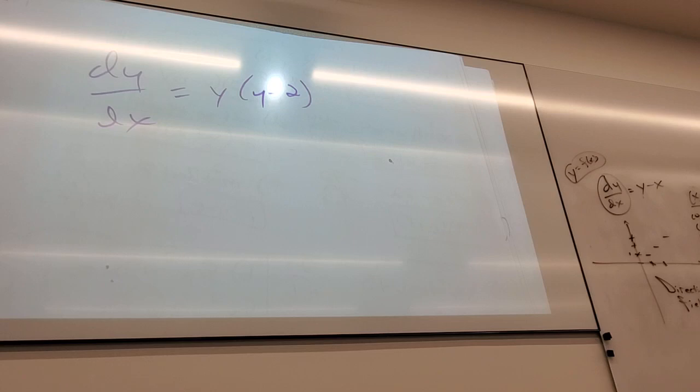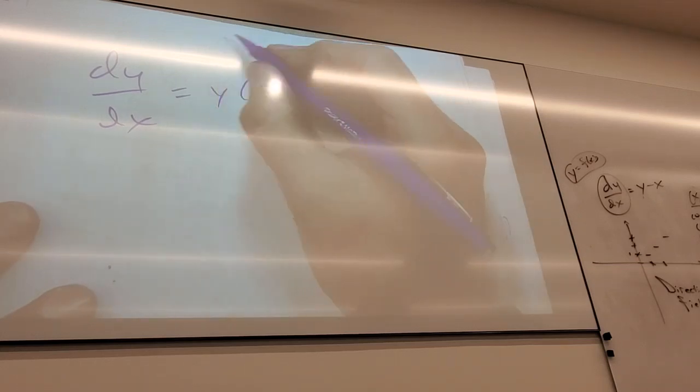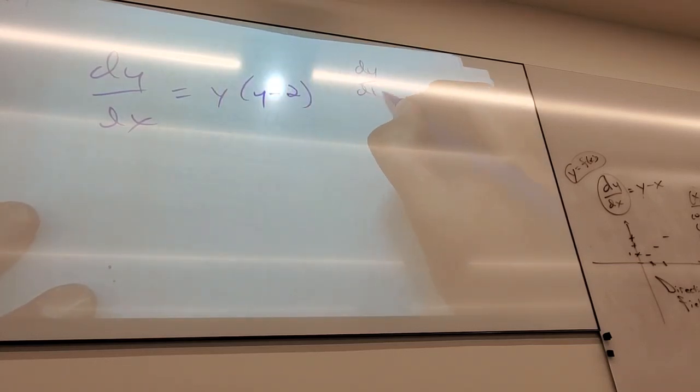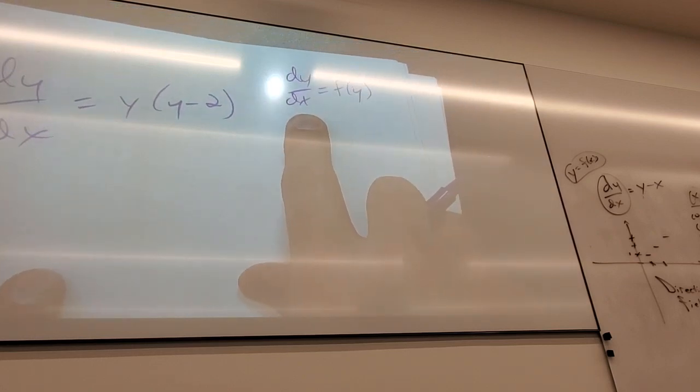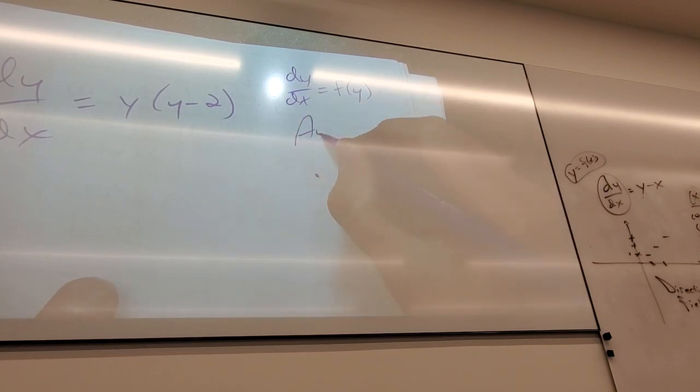Is it separable? Yes. Couldn't I just divide by y minus 2 and then multiply by dx? Is that separable? Yes. And real quick, before I forget, any first order ODE that's only a function of y is called autonomous.